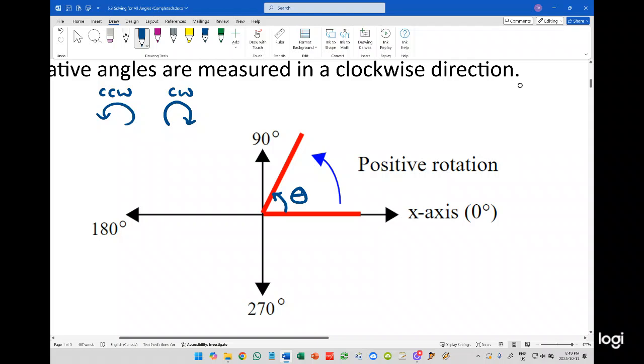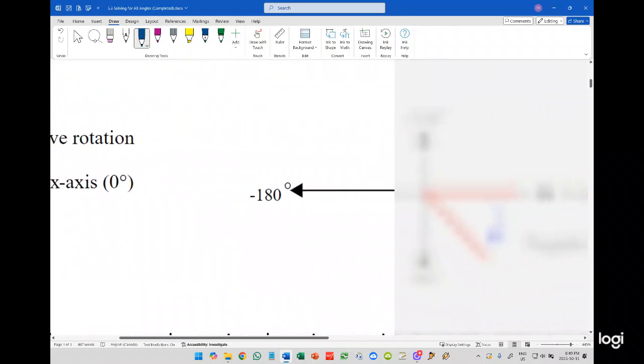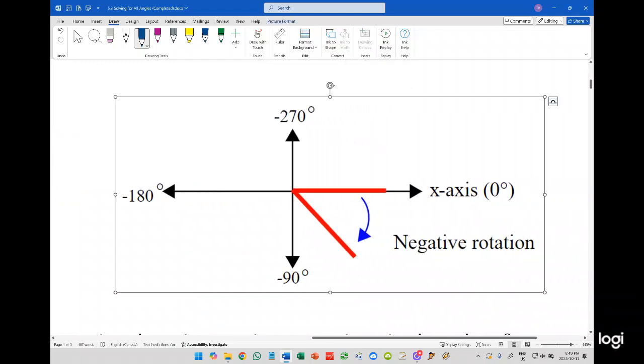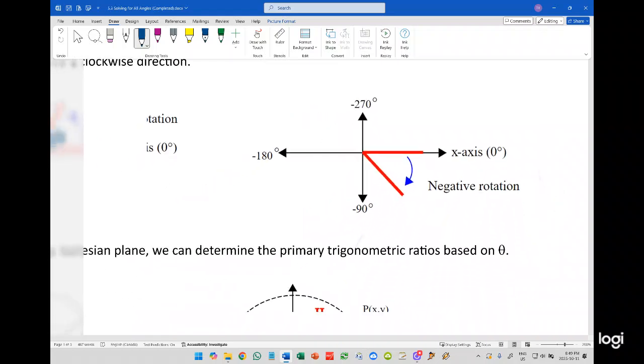Okay, so positive rotation takes us to positive angles, and similarly, a negative rotation takes us to negative angles. Make sense? If not, like I said, we'll keep going and hopefully it'll all pull together as we go.